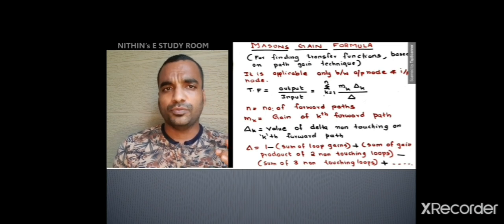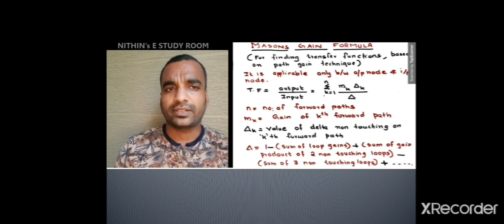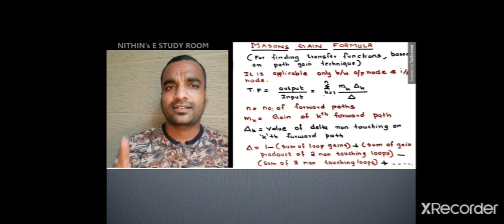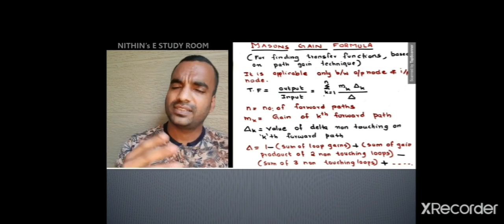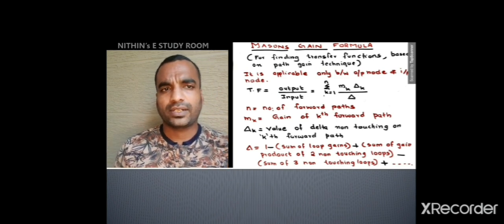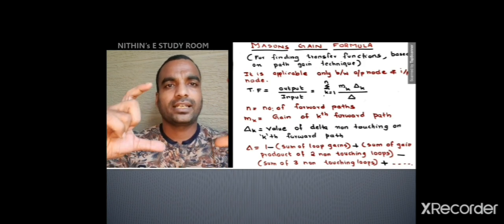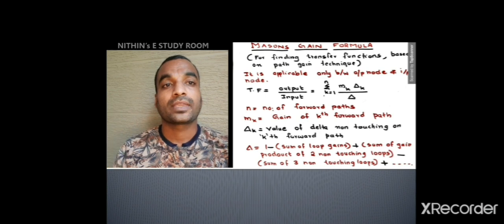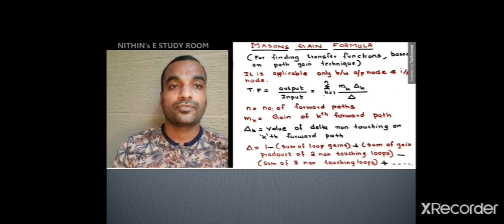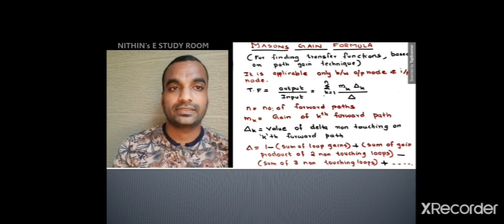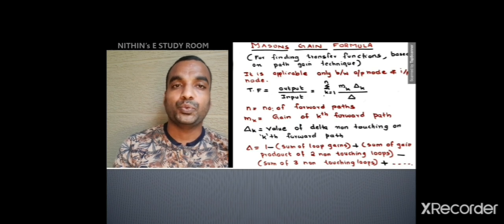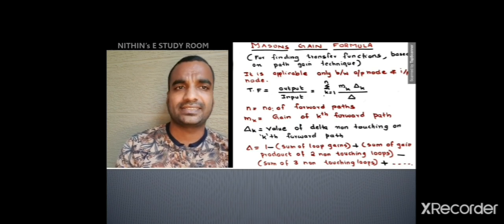If I have 3 loops, let them be L1, L2, L3, and their gains are 1, 2, 3. It's an example. L1, L2, L3 are the 3 loops and their gains are 1, 2 and 3. So the second term inside the bracket will be the sum of loop gains. So loop gains are 1, 2 and 3, so the sum will be 6.